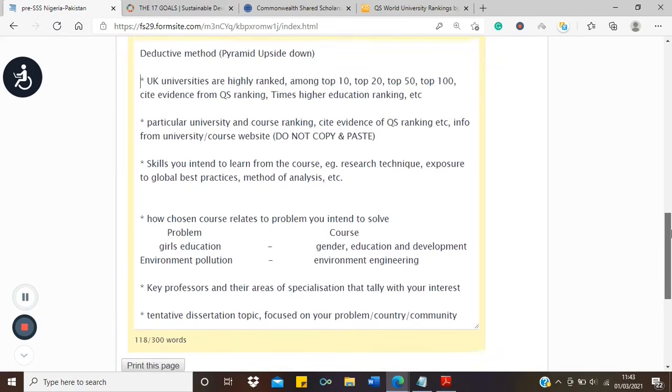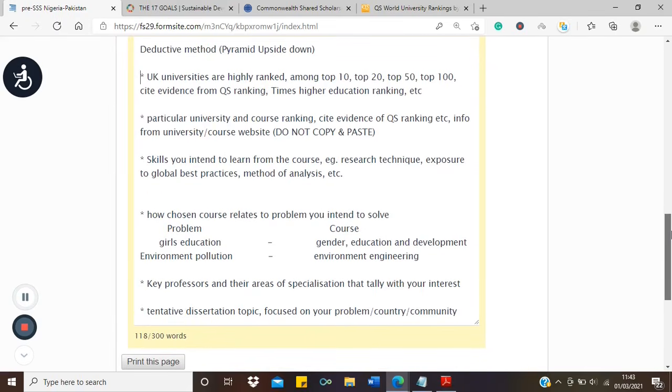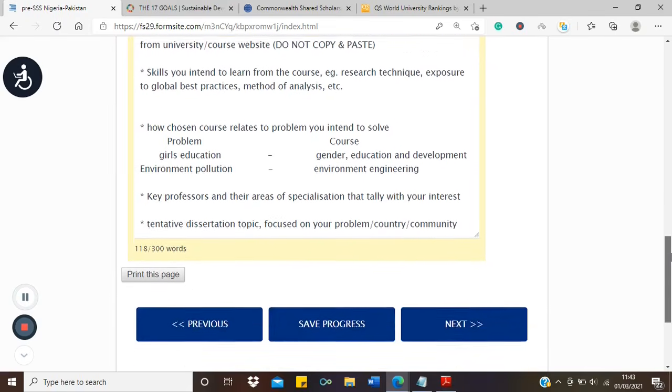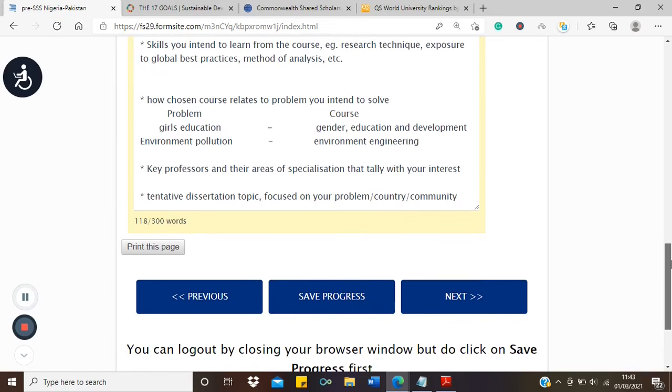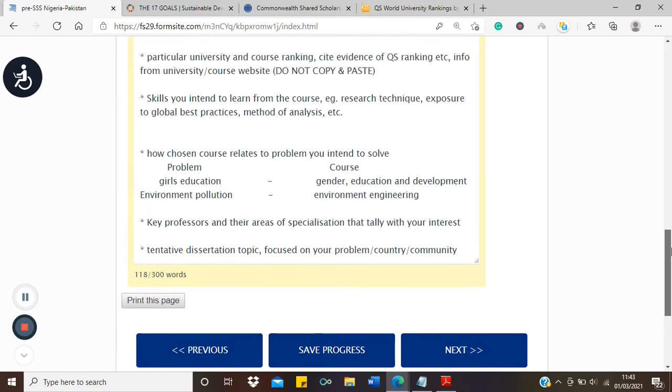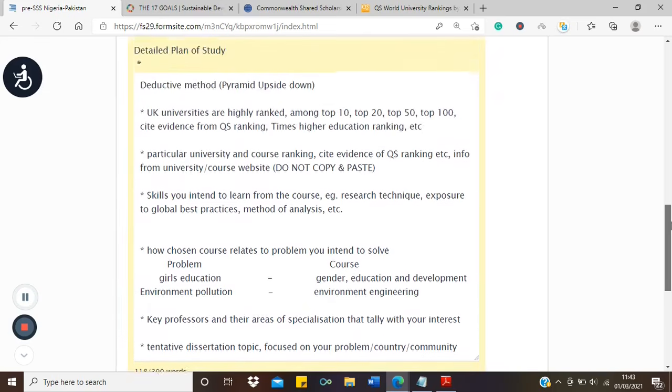So what skills do you intend to learn from this university? How does the course you intend to undertake align with the problem you want to solve? Are there professors, are there faculty members, are there facilities in these universities that align with this problem you intend to solve? Then what is your tentative dissertation topic? And try to make this topic focused on the problem you've exposed initially.